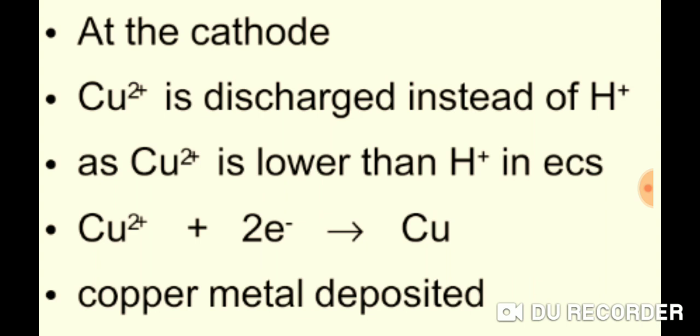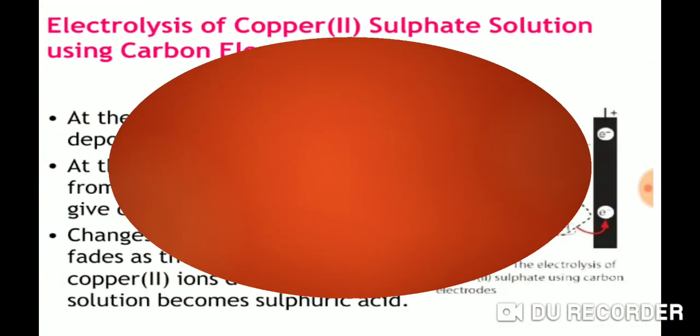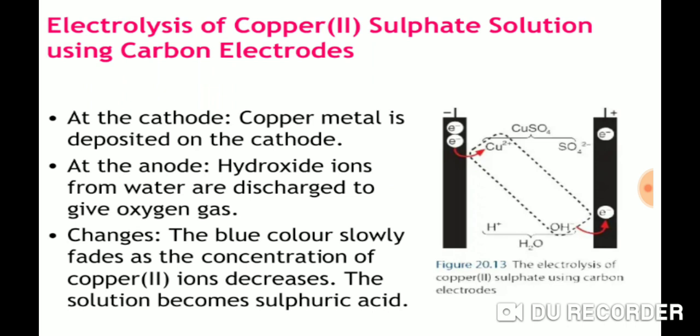So copper metal is deposited at the cathode, meaning at the cathode we are getting copper. Now this is the overall reaction, the overall process: electrolysis of copper sulfate solution using carbon electrodes. At the cathode, copper metal is deposited. At the anode, hydroxide ions from the water are discharged to give oxygen gas.